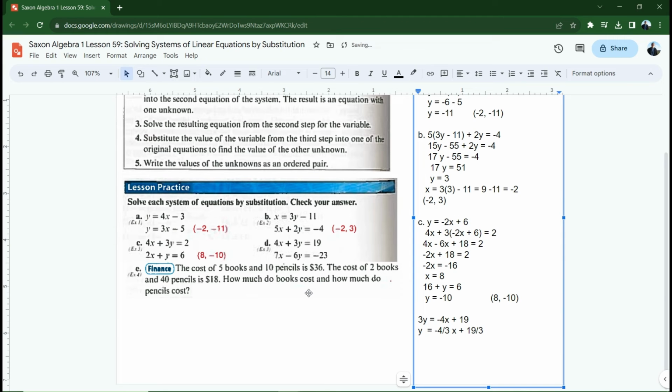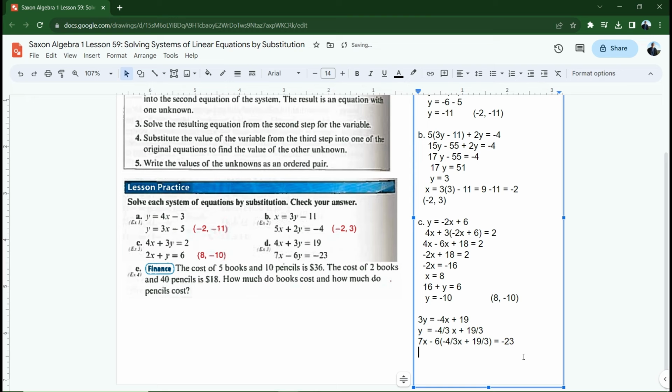So if I know that y equals that, what I'm going to do down below here, I'm going to plug this expression in for y into the other equation. I need to use the other equation. Let's go like this, 7x minus 6 times negative 4 thirds x plus 19 over 3 equals negative 23, because it's just going to be this equation, except instead of y in this equation, I plugged in what I know y equals, negative 4 thirds x plus 19 over 3.